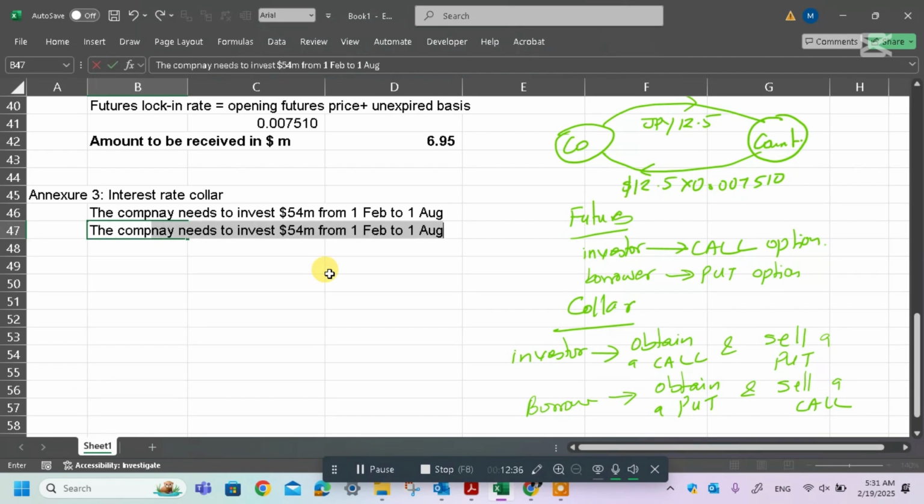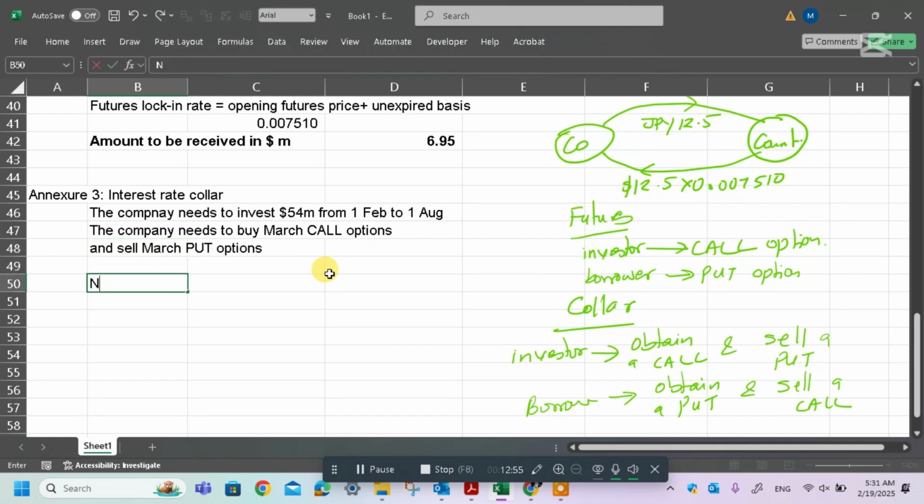Company needs to buy March call options and sell March put options. Right. Number of contracts: 54 million. Let's do this.